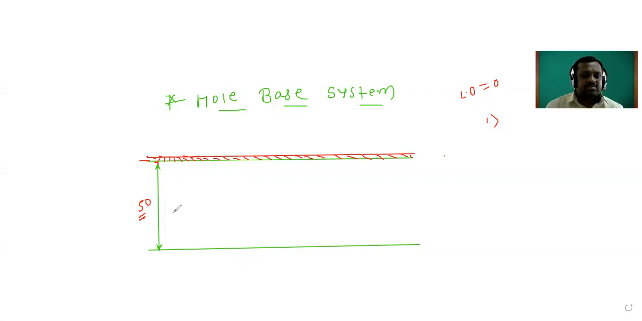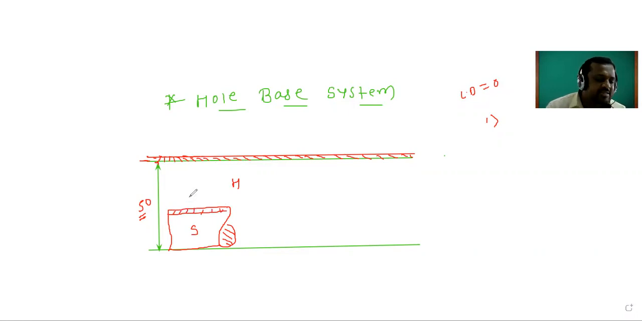Okay, to produce the clearance fit, the size of the shaft should be less. Shaft आपण काय करू शकतो? छोटा आपण बनवू शकतो. Okay, suppose this is the shaft. So this is the shaft and this is the hole. Okay, in between, suppose this is the tolerance zone for the shaft, and this is the tolerance zone for the hole.